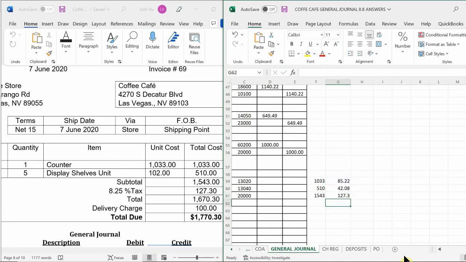$42.08. So in this case, $127.30. Is that correct? That is correct. Now, last thing here is how is shipping usually handled? How do you measure shipping? At the shipping point or at the destination.